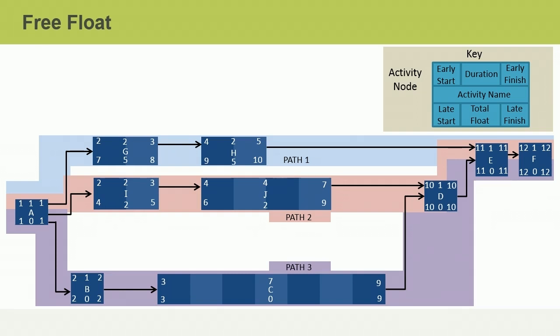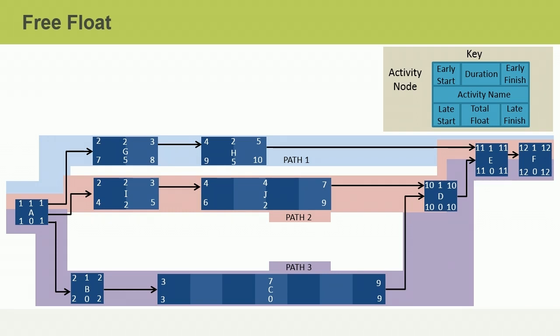Good work! Here are a few more tips that will help you when answering questions about float. The total float along a path is equal to the sum of the free floats of all activities on that path. There is no total float along the critical path, and since there is no total float, none of the critical path activities will have free float either.